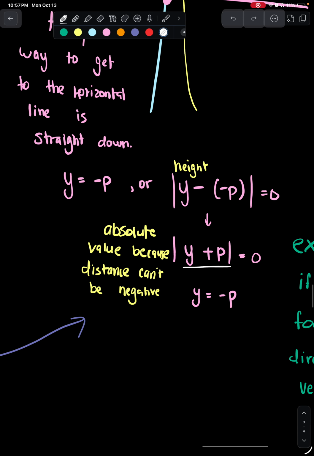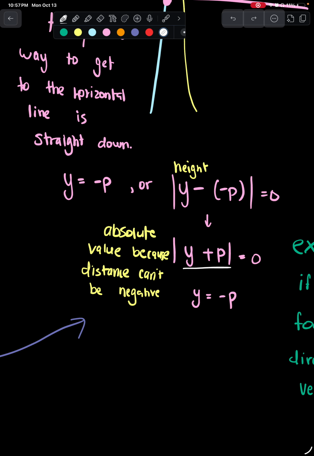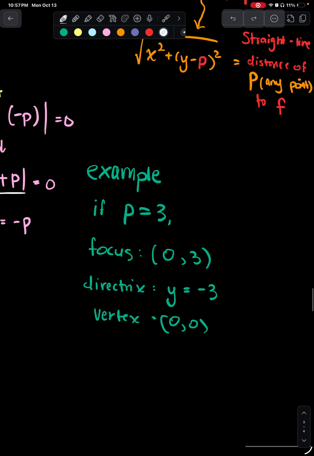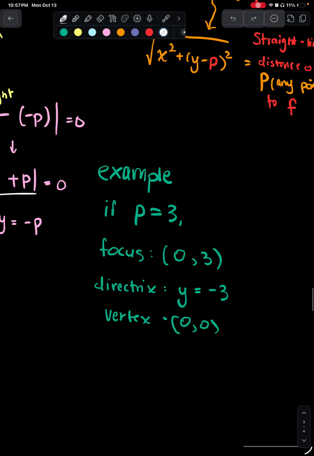That gives you the equation for the directrix. And here's my other example, like I was showing. If the p-value is 3, the focus is going to be (0, 3), the vertex is going to be (0, 0), and the directrix is just going to be y = -3 because it's straight down from the middle.